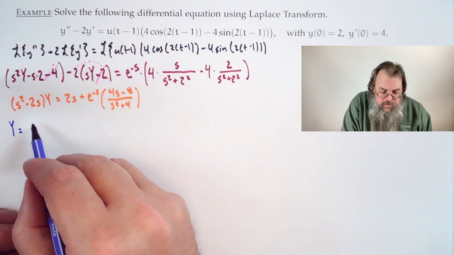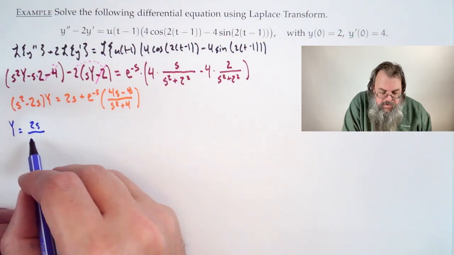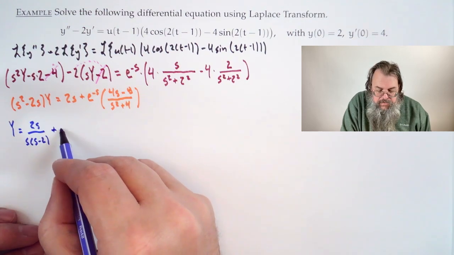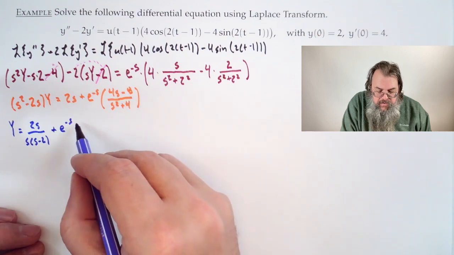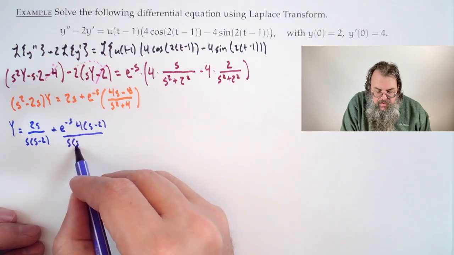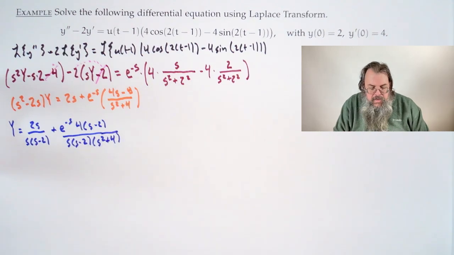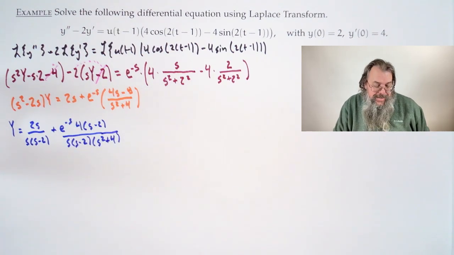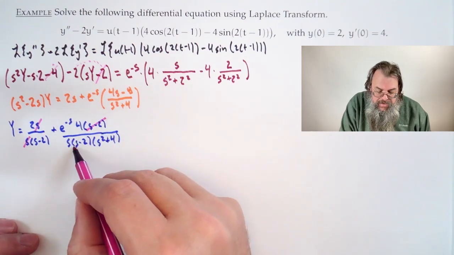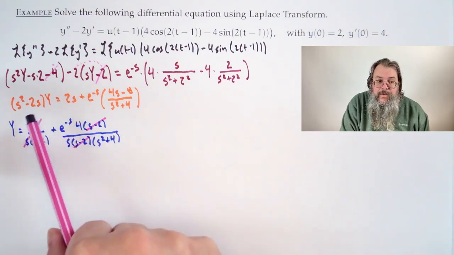We're going to have 2s over, and here we have an s squared minus 2s, which is s times s minus 2. And then we'll have e to the minus s. This 4s minus 8, well, I'm going to write this as 4 times s minus 2 for a second. We have s minus 2, and then s squared plus 4. And I know it's looking bad, but we haven't written down what cancels. The s's cancel, the s minus 2's cancel. So we don't need to do anything for this first term.